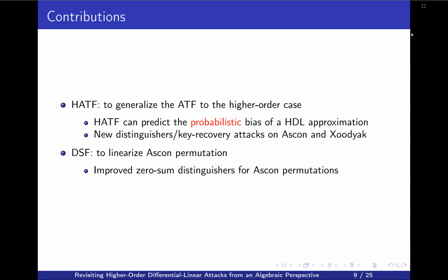So in this paper, we generalize Liu et al.'s ATF technique to high order keys. So we propose the high order ATF, or high order algebraic transitional form. This is the first method that can predict the probabilistic bias of HDL distribution. Based on this, we found new distinguishers of behavioral types as kind of zodiac. Some are the best for their rounds.